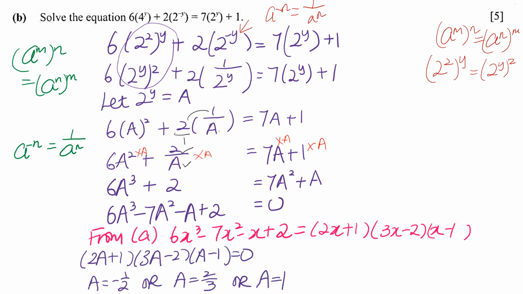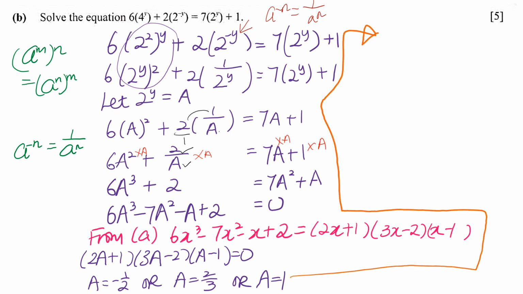So therefore, your answers for a will be negative half, 2/3, or 1. But remember that a is a substituted value for 2 to the power y. So we need to find the values of y. So when a is equal to negative half, 2 to the power y is equal to negative half. And half is actually 2 to the power negative 1. So what is happening here is I have a positive on the left and a negative on the right. So such an equation is not valid at all. Therefore, we need to reject that solution.